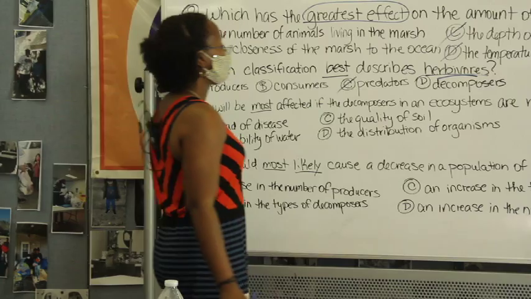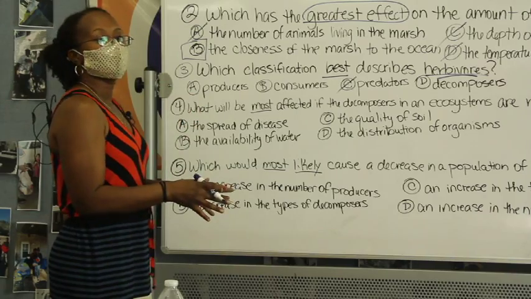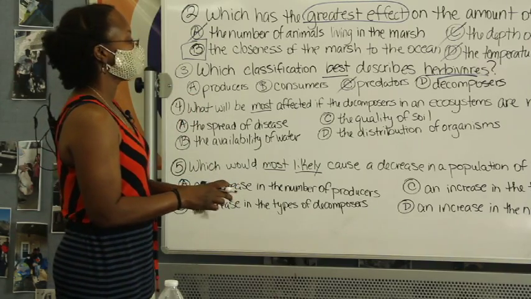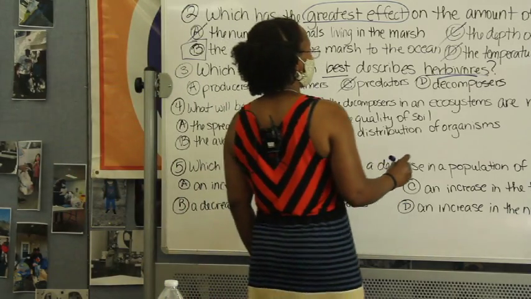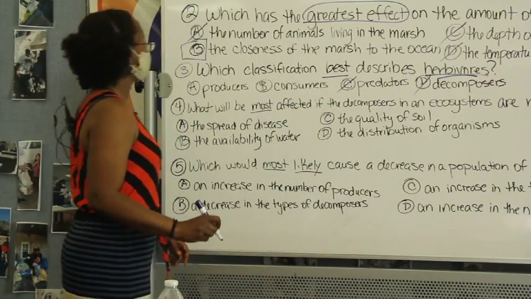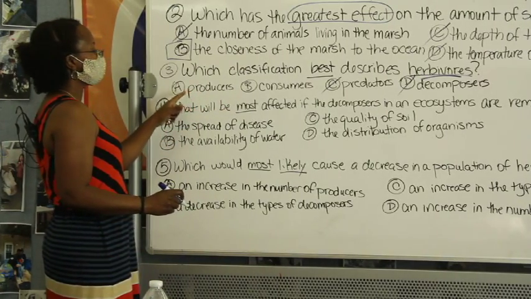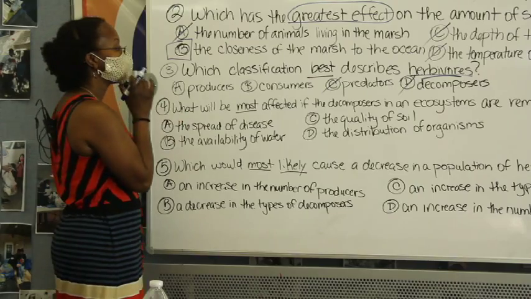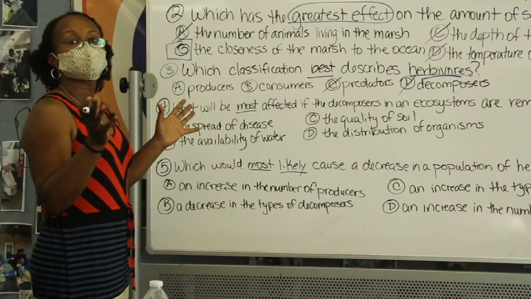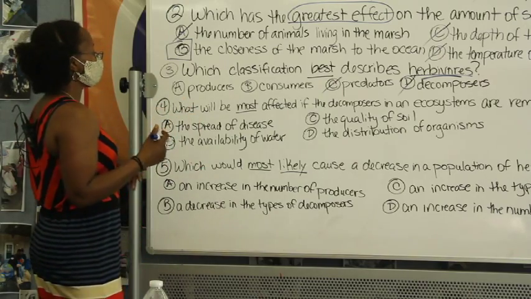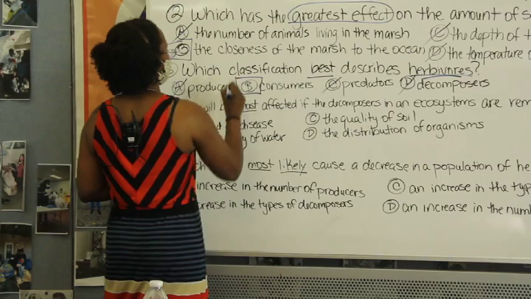So, are they decomposers? They're not, because decomposers pretty much are dead and they're in the soil, and they break down and put nutrients back into the soil. So herbivores aren't that. So we know that herbivores don't produce food. In this case, plants are going to be their producers. So we're going to mark that out, and we're going to go with consumers because that's the best description.